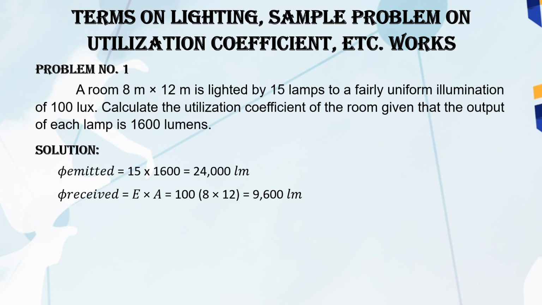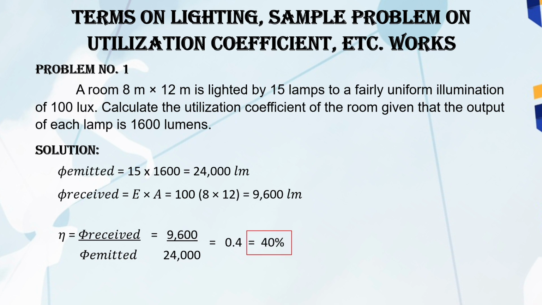So, ang formula in order to get the utilization coefficient is eta is equal to luminous flux received divided by luminous flux emitted. So, i-equate na nato. 9,600 divided by 24,000 is equal to 0.4, or in percentage, our final answer is 40%. So, with that, nakuha na nato ang answer sa utilization coefficient.